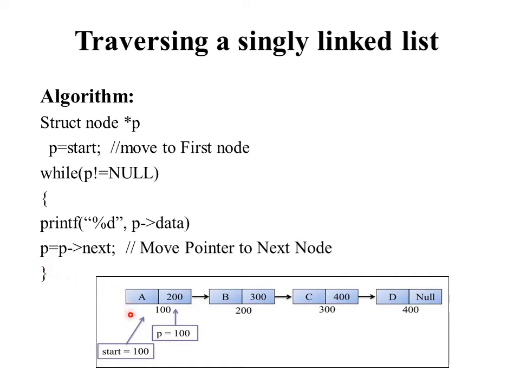So now all of you understand how to traverse from the first node to the last node using the condition while P is not equal to null. We start from the start node, the first node, and end at the last node, the null node, using the statement P is equal to P points to next.